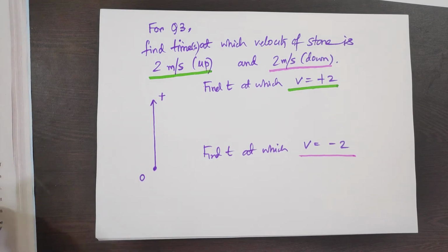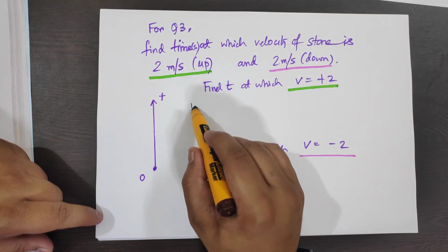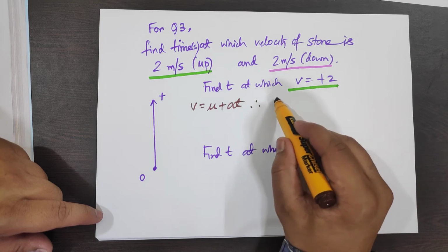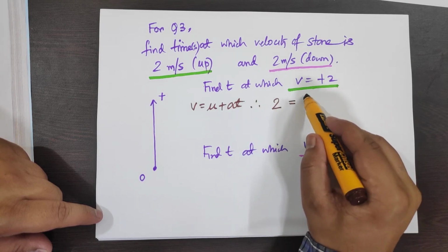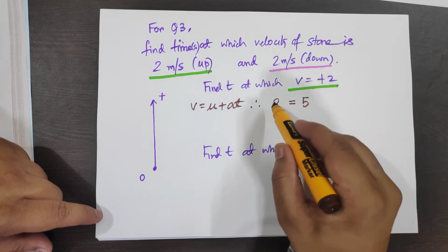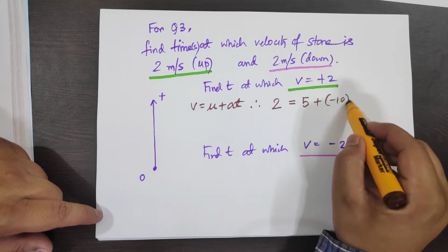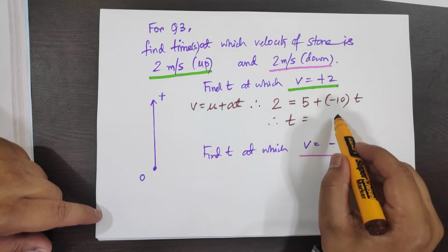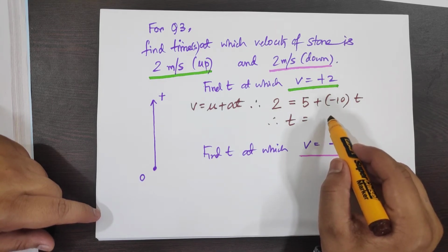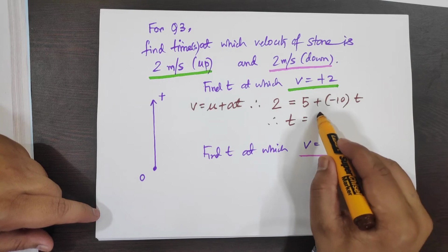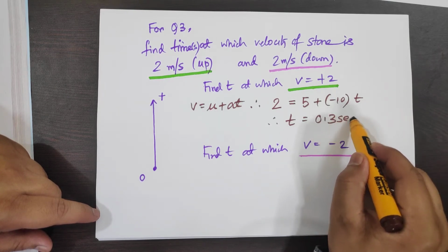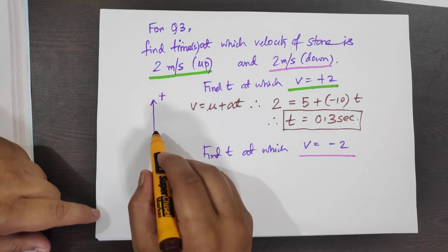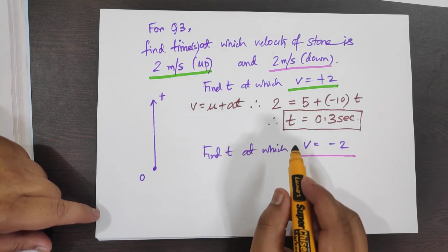So let's just put in this equation, v equal to u plus at. Therefore v plus 2 equal to 5 plus minus 10 into t. So therefore t is coming to be 0.3 second, right. So after 0.3 second, it will go up.